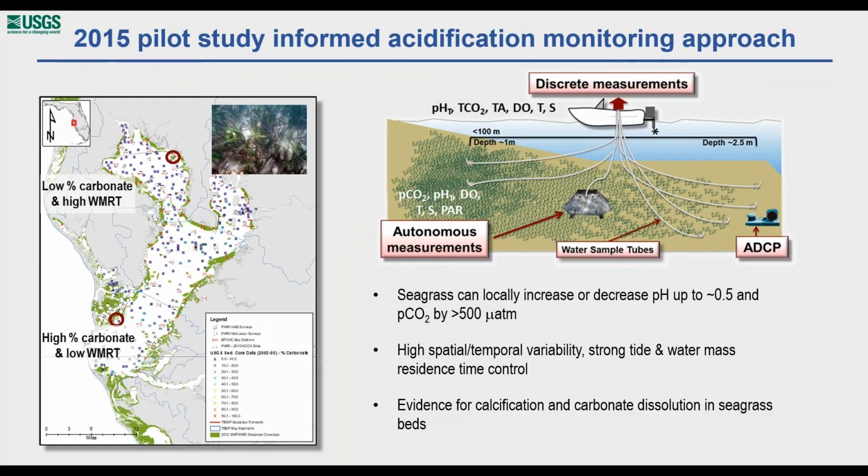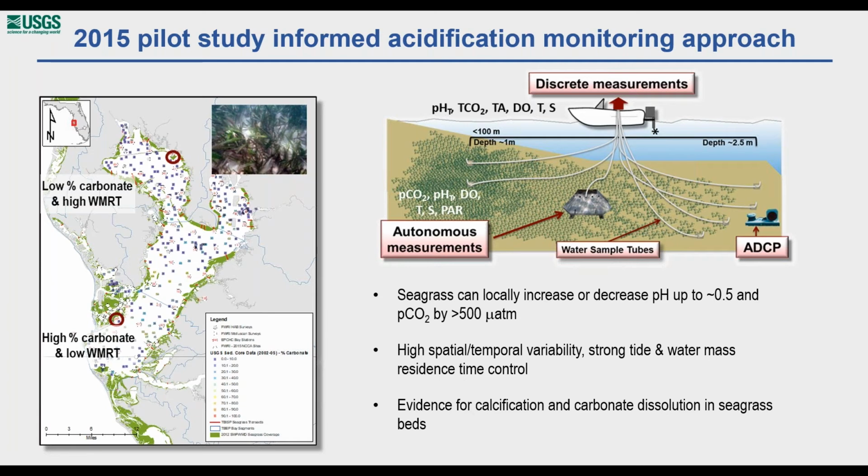So we began this work in 2015. We conducted a pilot study to inform development of our acidification monitoring approach. We established transects inside and outside of seagrass beds in what we considered end-member bay environments in upper and lower Tampa Bay, ranging from low to high % carbonate sediments and water mass residence times. And we measured spatial and temporal variability of the carbonate system along these transects to examine the biological and physical controls on the water chemistry.